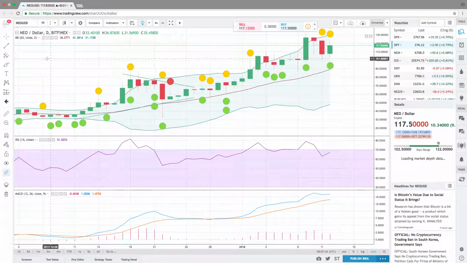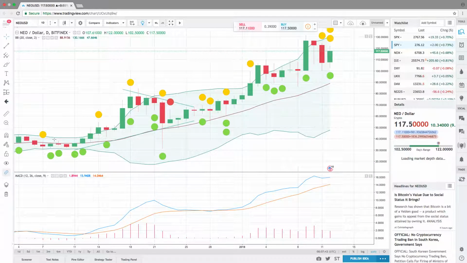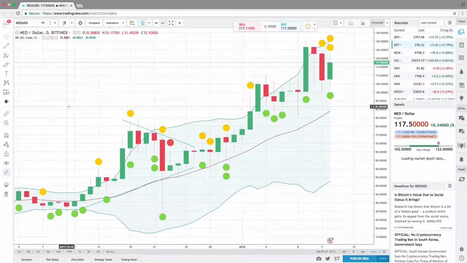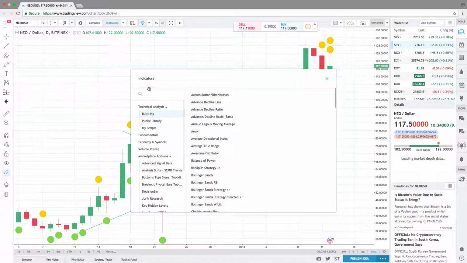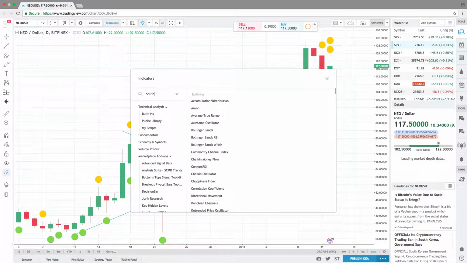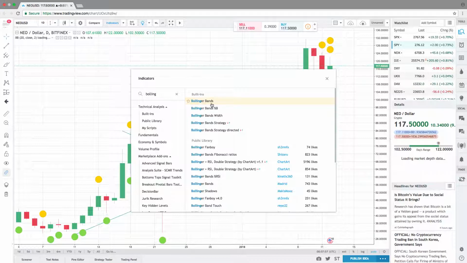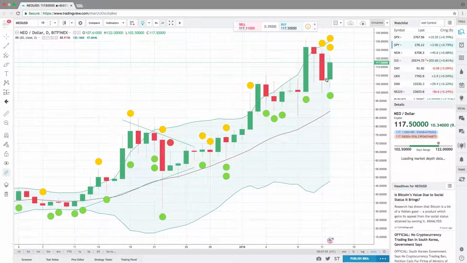Now that we have this set up, we'll close the RSI, we don't need that. We'll close the MACD, we don't need that for now. We just need the Bollinger Bands. Now, how to get the Bollinger Bands? You click indicator here, and then you type Bollinger Bands. There, you have Bollinger Bands set up.